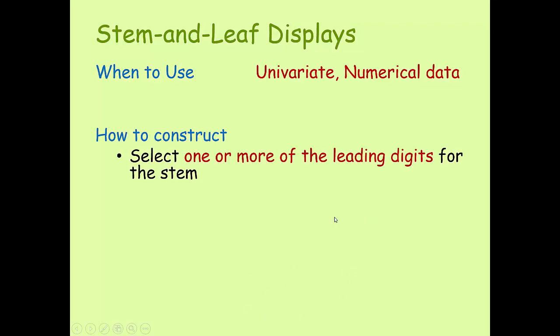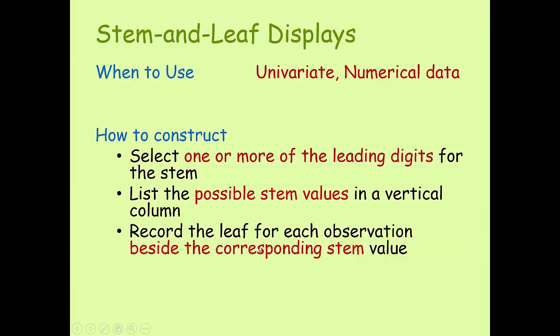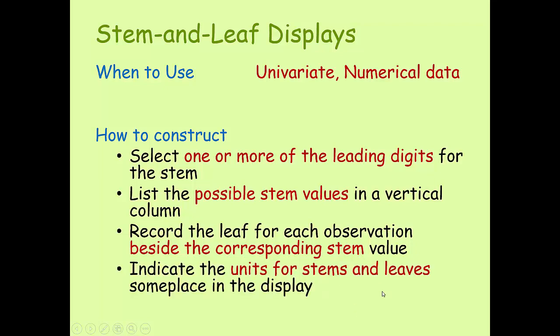We select one or more of the leading digits for the stem, and then we list the possible stem values in a vertical column. Be sure you're doing this from smallest to largest. Record the leaf, the rest of it, for each observation beside the corresponding stem value. Indicate the units for stem and leaves someplace in the display.